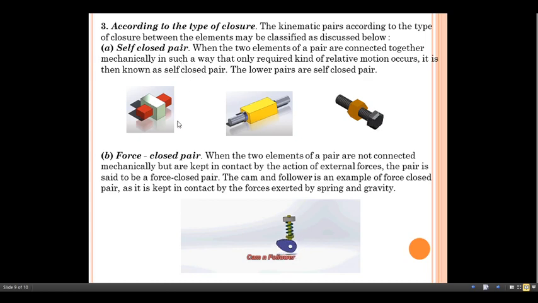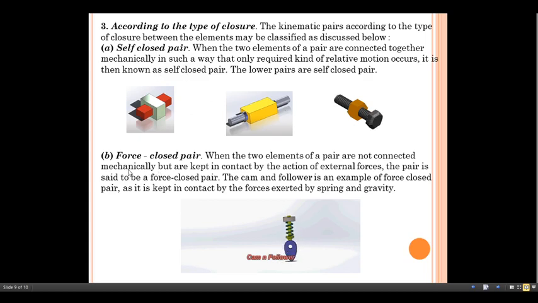Now just here, when the two elements of a pair, first element is here, second element is here, are connected together mechanically in such a way that only the required kind of relative motion occurs. So here only reciprocating motion occurs. Here only turning motion occurs. Here only turning motion occurs. So this is the case of a self-closed pair.